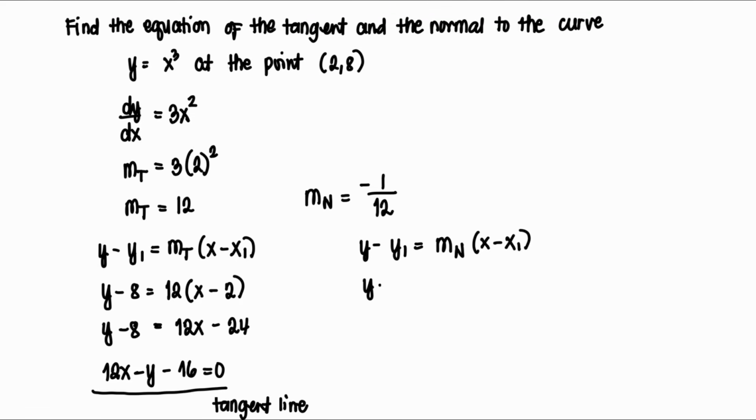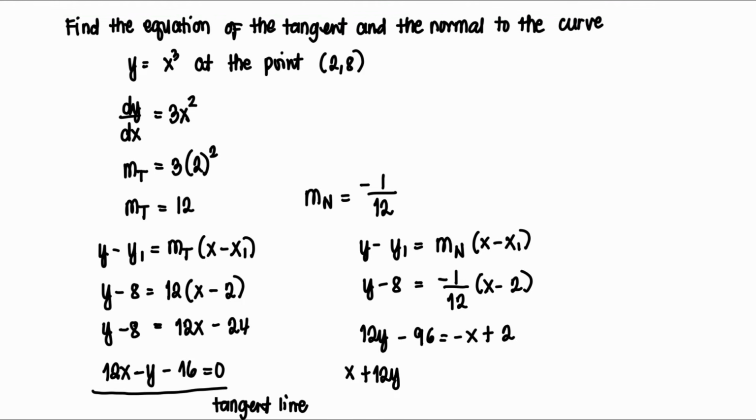On the other hand, we have y minus 8. Again, the only difference is the slope. That's negative 1 over 12 times x minus 2. So what we're going to do here is to multiply 12 on the left side and distribute negative 1 here. So that's 12y minus 12 times 8 is 96 equals negative x plus 2. And simplifying, we have the general equation of the line x plus 12y minus 98 equals 0. This is the equation of the normal line.